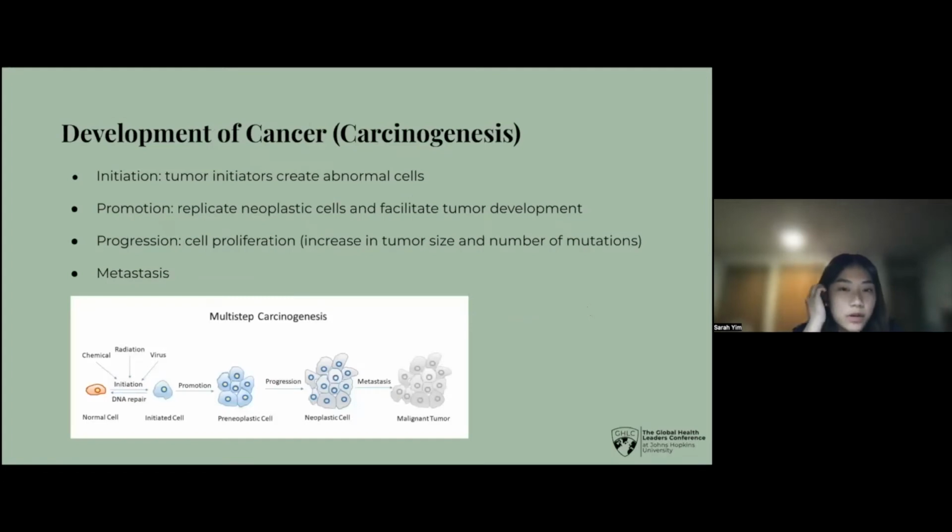Before moving on to what specific environmental carcinogens there are, the process of carcinogenesis is also an important concept to understand. Carcinogenesis can be divided into 3 steps conceptually: tumor initiation, promotion, and progression. In the initiation stage, genotoxic carcinogens will create a cell with abnormal DNA, and then promoters will stimulate the replication of these neoplastic cells and try to facilitate the tumor development.